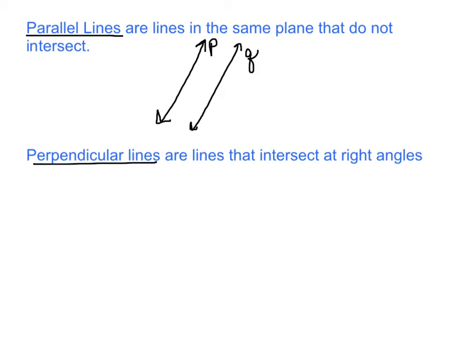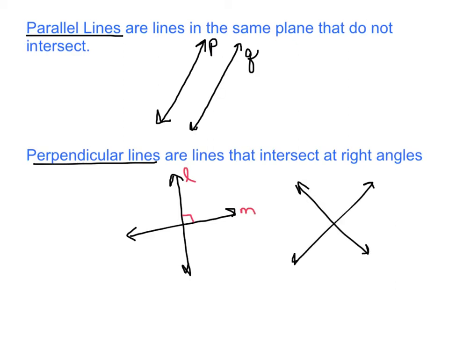Perpendicular lines are intersecting lines that form 4 right angles. So for example, line M and line L are perpendicular because they form a 90-degree angle at the vertex. Another example would be this. These 2 lines would be perpendicular because they make 4 right angles.